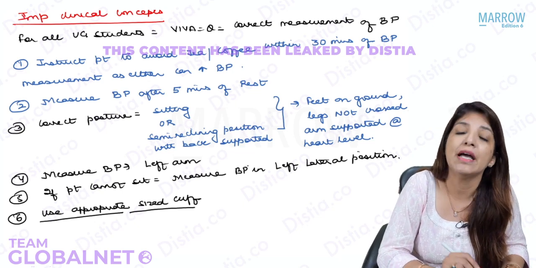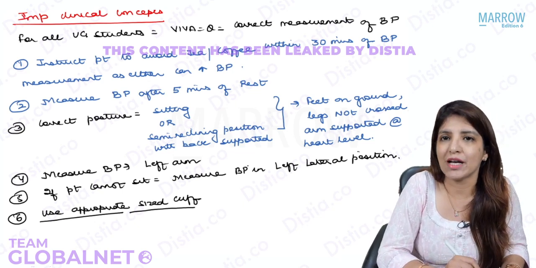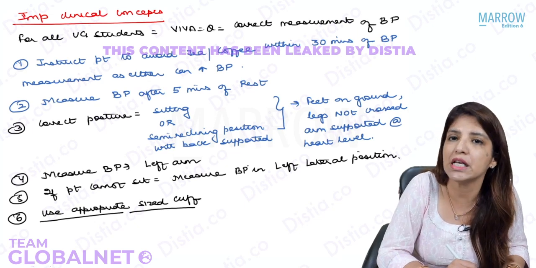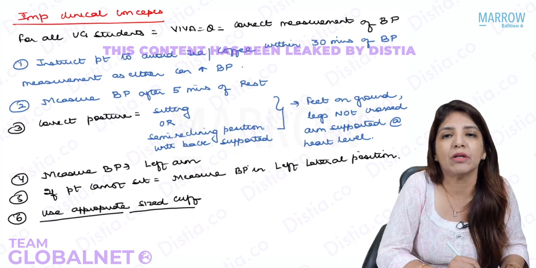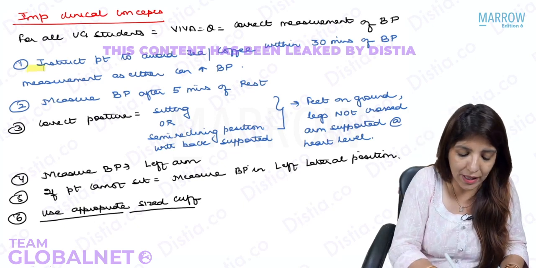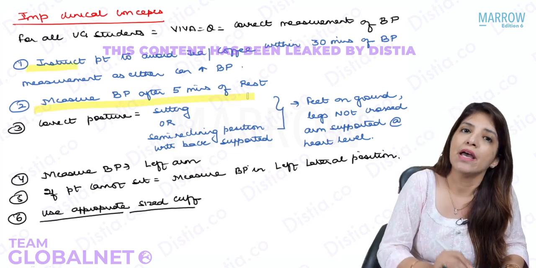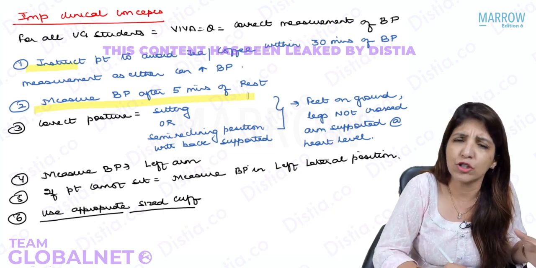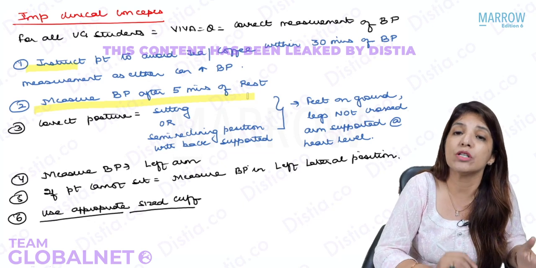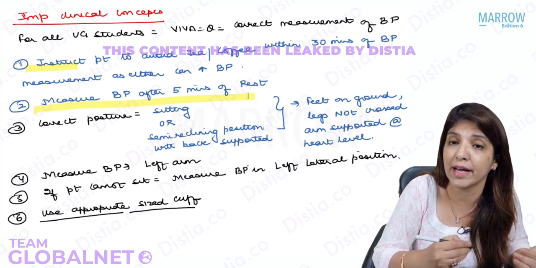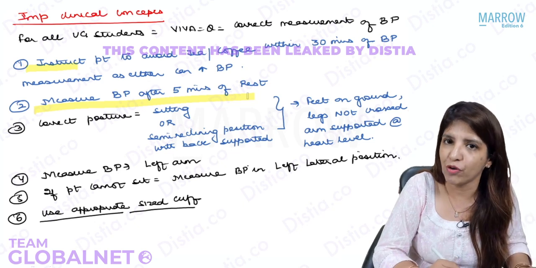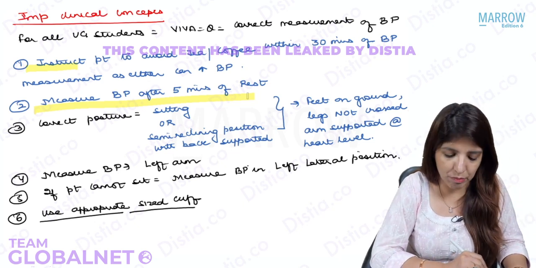You have to remember that whenever BP measurement has to be done, you have to make sure that the patient did not have any tea or coffee within 30 minutes of the BP measurement. That's one thing. Number two, BP should not be measured immediately after the patient has entered your OPD, because the patient was walking. Maybe he or she had climbed some stairs. So you should ask them to rest for 5 minutes and then you should measure the BP.